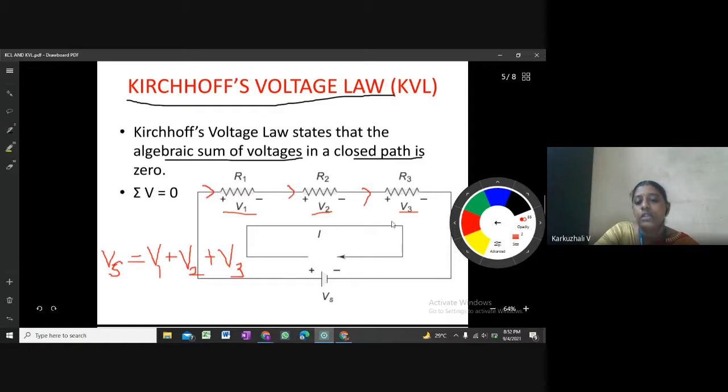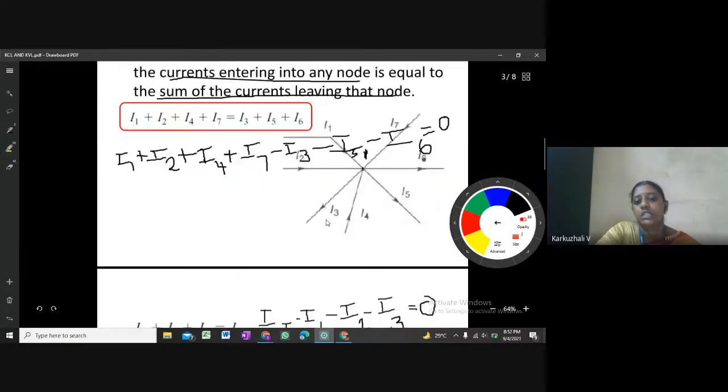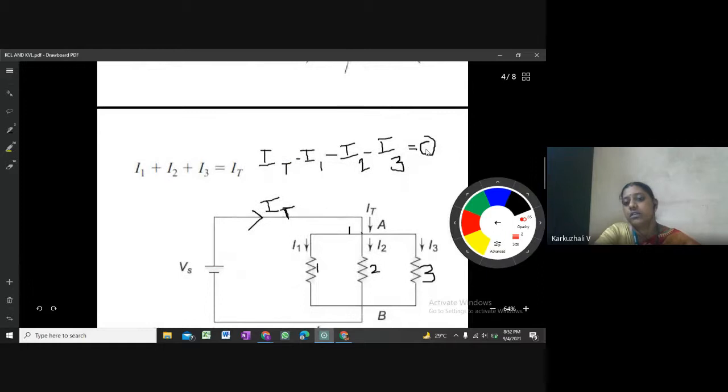So the current is going to remain the same, and the sum of the voltages being equal to 0 means Vs minus V1, similar to KCL, Vs minus V1 minus V2 minus V3 is equal to 0. So this is the algebraic sum of the voltages equal to 0, which is given by Kirchhoff's voltage law, and the algebraic sum of currents being 0 is given by Kirchhoff's current law.